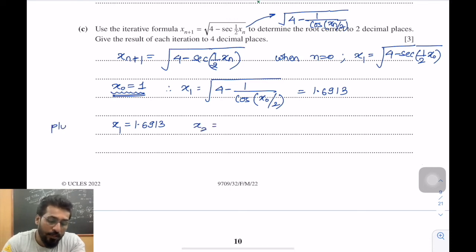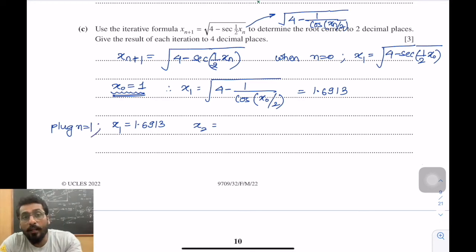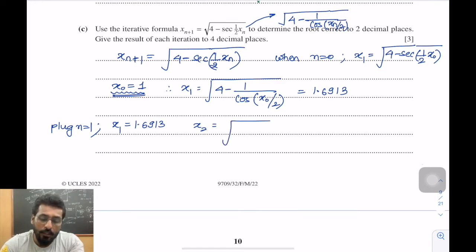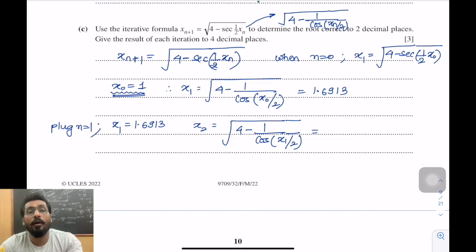So you have plugged the value of n as 1. Okay, n is 1. So it's going to become x2 is equal to under root of 4 minus 1 over cos of x1 divided by 2. So again, you need not be writing the entire equation into the calculator. The equation is already there in the calculator. You are just going to enter the values of x. Okay, so now the value of x. So again, you want to press the calc button, students. Let's press the calc button.